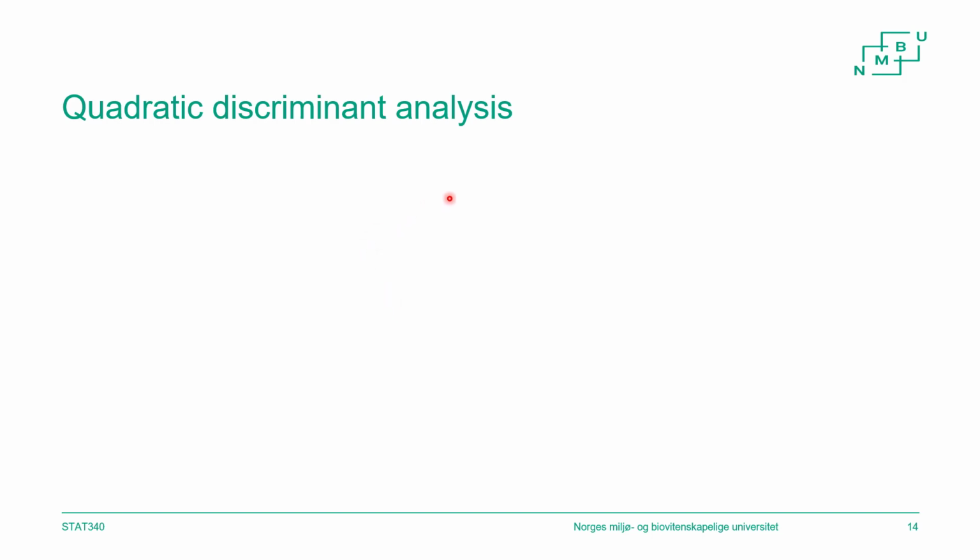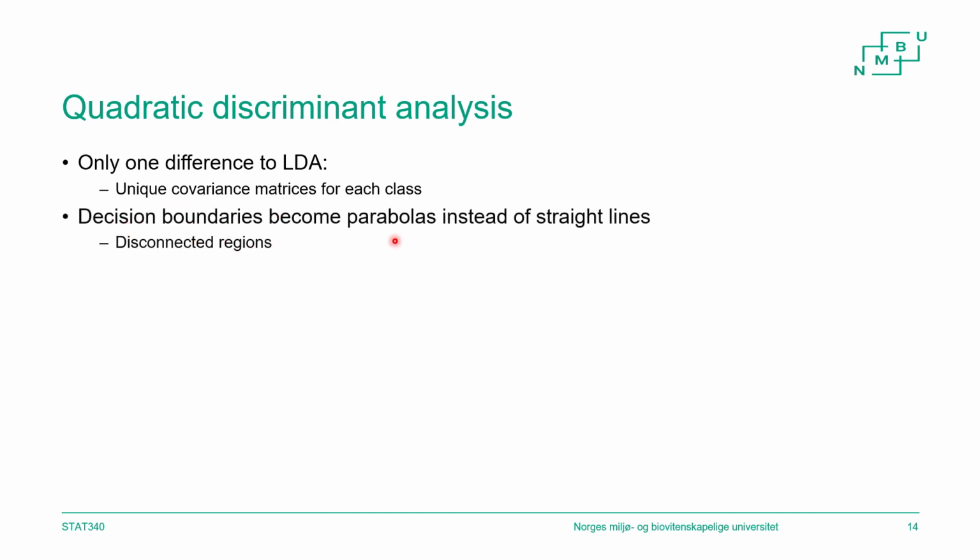Quadratic discriminant analysis. What is this? What is different? The only difference to linear discriminant analysis is that we now allow each covariance matrix to be unique. Each class has its own mountain, but now the shape of the mountain is also unique to each class, not only its location. And then the decision boundaries become parabolas instead of straight lines, so they become curved. And that's why it's called quadratic discriminant analysis, because the parabolas are functions of quadratic functions, right?